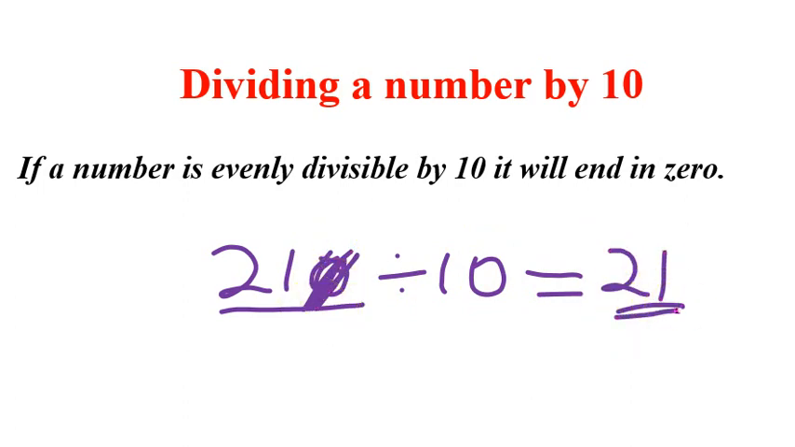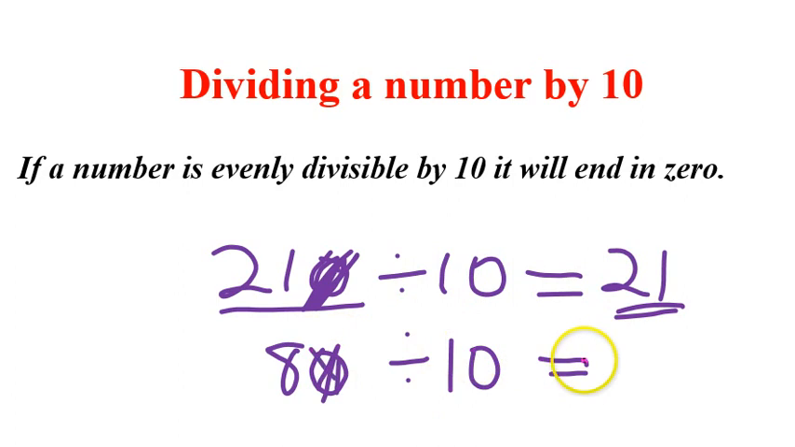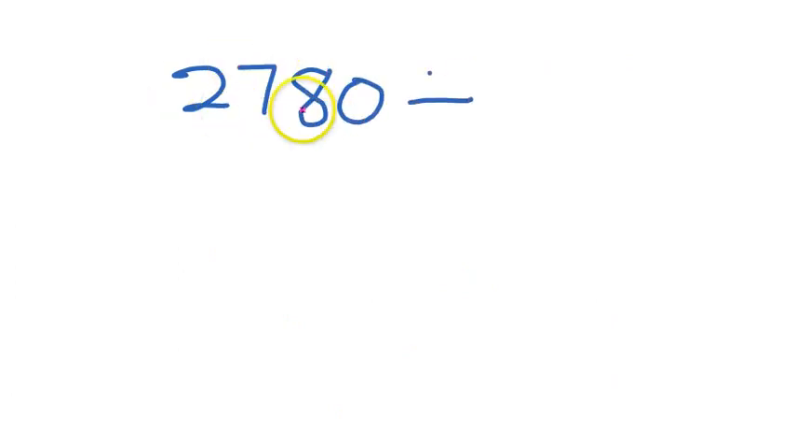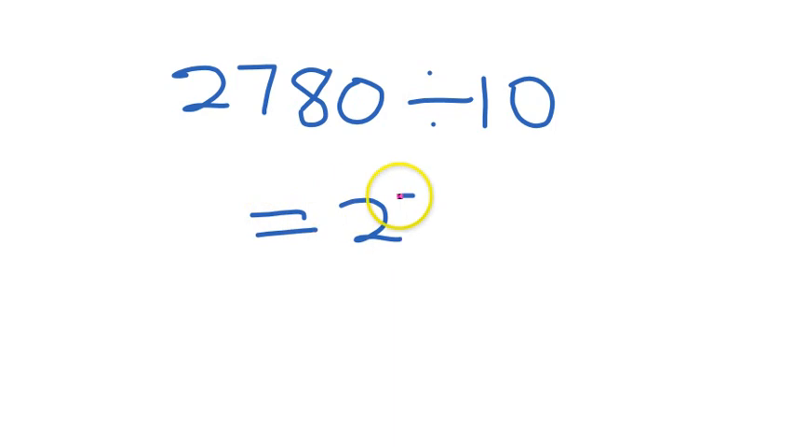If I have, let's say, 80 divided by 10, I only take away one of the 0 that ends with it, and then I have 8, and that becomes the answer, as simple as that. So let's say I write a very huge number like this, and I say it is divided by 10. Well, don't struggle for anything. You know your answer will be 278 because this 0 will be taken out. Just take away the 0 and it ends there.